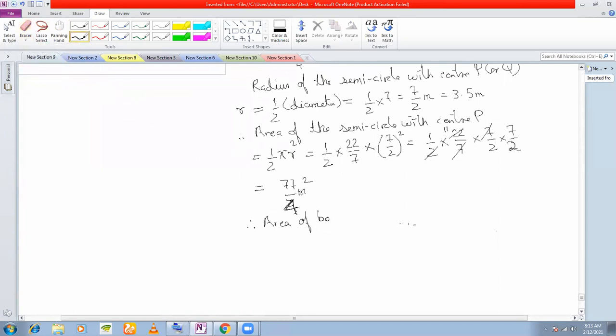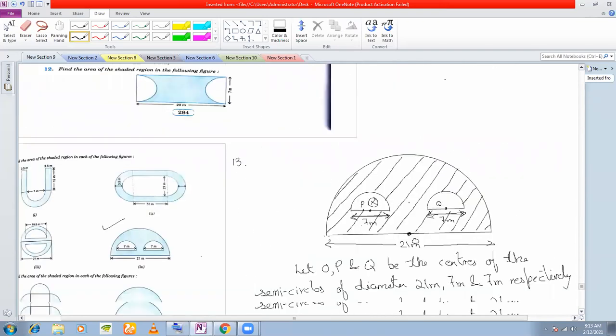Area of both the semicircles with centers P and Q is, you have found the area of one, just multiply it by 2. 77 by 4 into 2. We get 77 by 2 centimeter square. So now you have got the area of both the semicircles.